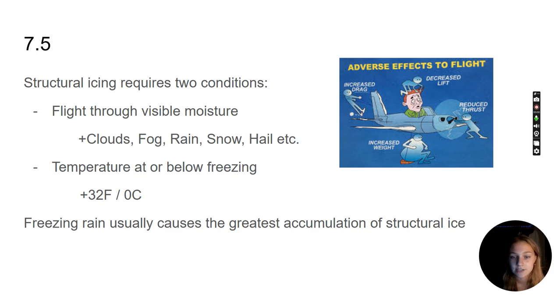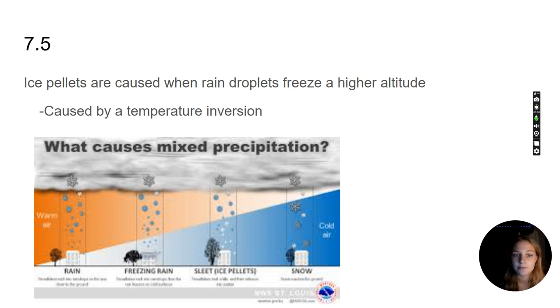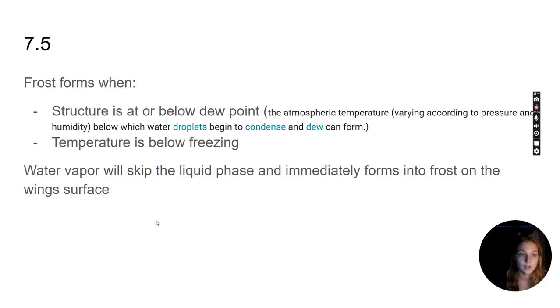Freezing rain usually causes the greatest accumulation of structural ice. Ice pellets are caused when rain droplets freeze at a higher altitude. This is caused by a temperature inversion. So as you can see, we have ice pellets, and the warm air is on top actually instead of the cold air, and that's why we got ice pellets. And then there's snow, which is just normal, and then we got freezing rain, and then we have rain. So yeah, I would watch out for icing in these two the most, apparently.